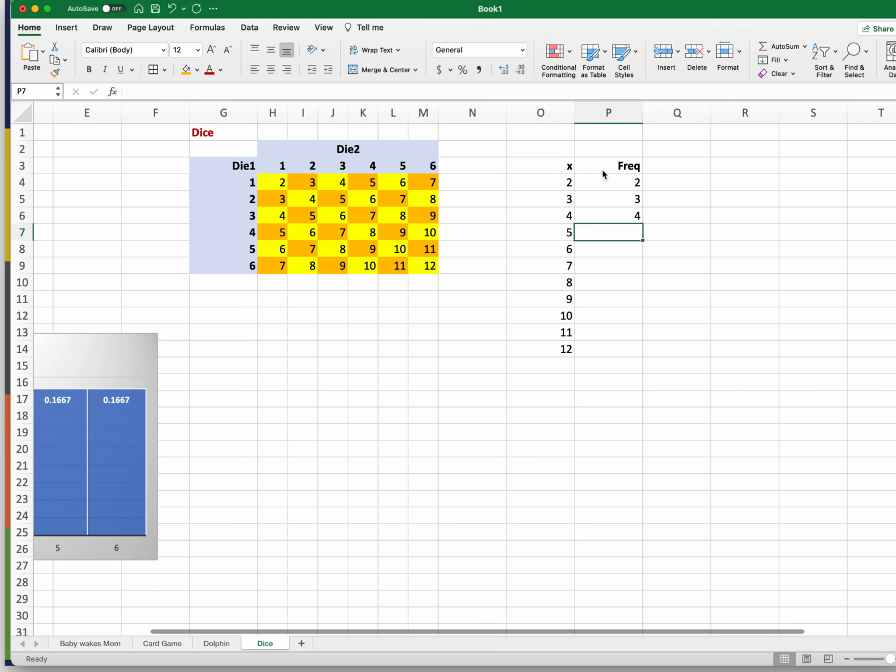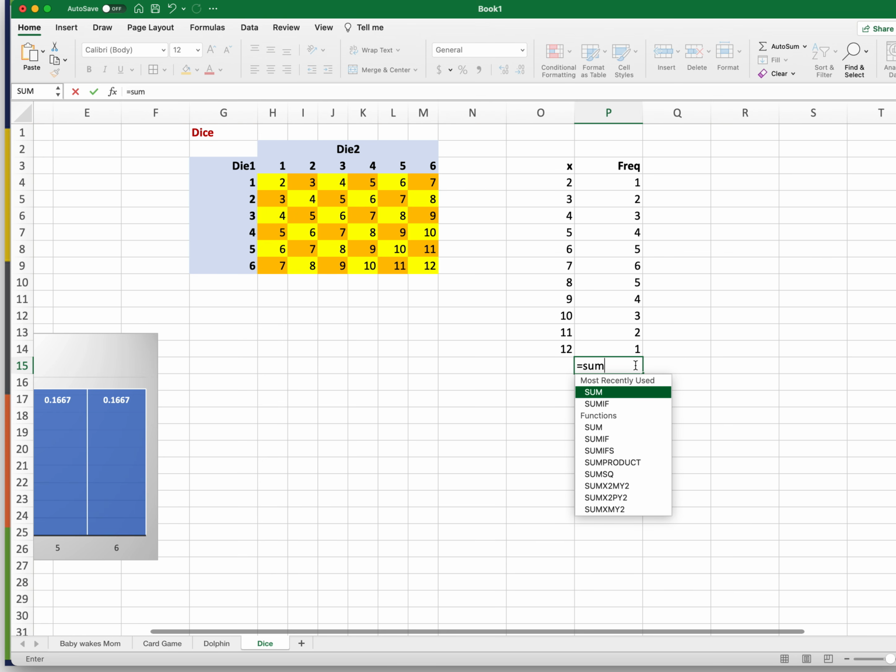So my frequency is going to be 2, 3, 4, 5, 6, 5, 4, 3, 2, 1. What did I do wrong? I did it wrong. 1, 2, 3, 4, 5, 6, 5, 4, 3, 2, 1. Is that right? I can roll a 2 with frequency of once, and as I go up, 2 3s, 3 4s, 4 5s, 5 6s, 6 7s, and then it starts going down again. So what is the sum of this?